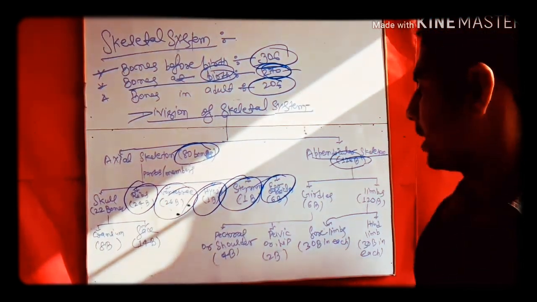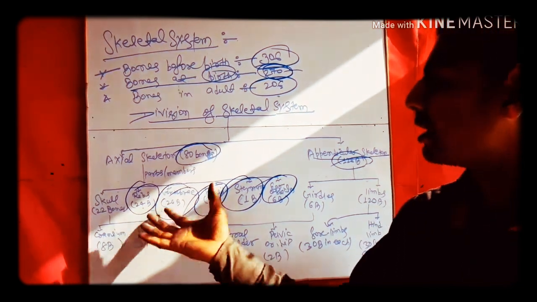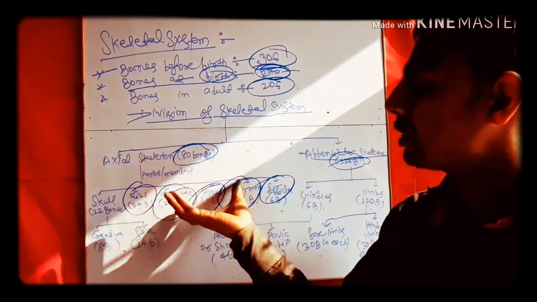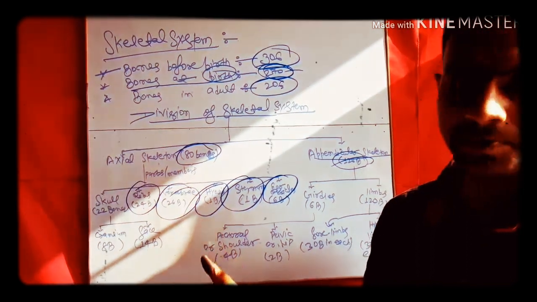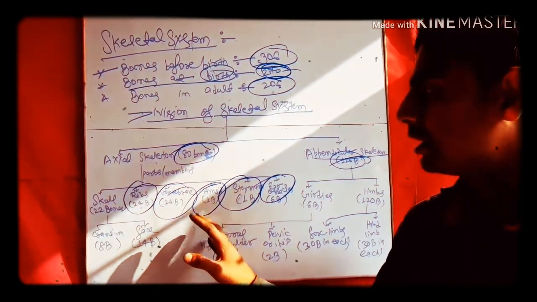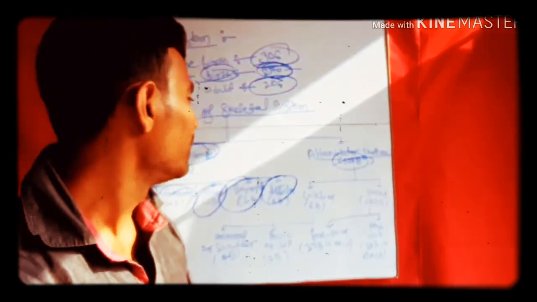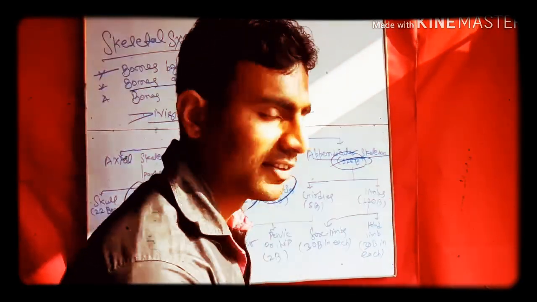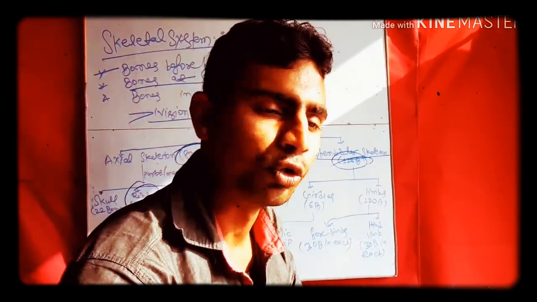So this is the axial skeleton. This is the part of the axial skeleton, the members of the axial skeleton. And in the axial skeleton, completely 80 bones are present. The next part is the appendicular skeleton, and in the appendicular skeleton 126 bones are present.